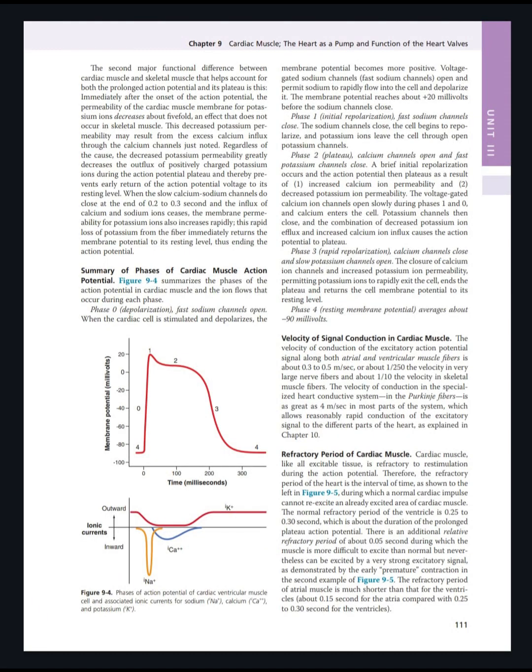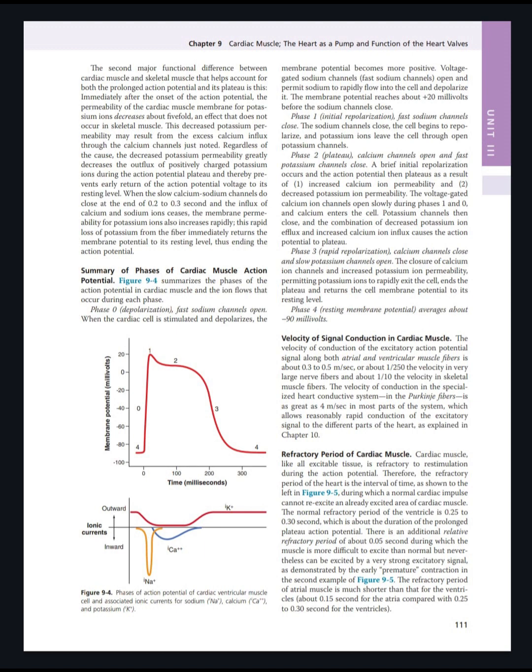The second major functional difference between cardiac muscle and skeletal muscle that helps account for both the prolonged action potential and its plateau is that immediately after the onset of the action potential, the permeability of the cardiac muscle membrane for potassium ions decreases about 5-fold, an effect that does not occur in skeletal muscle. This decreased potassium permeability may result from the excess calcium influx through the calcium channels. Regardless of the cause, the decreased potassium permeability greatly decreases the outflux of positively charged potassium ions during the action potential plateau and thereby prevents early return of the action potential voltage to its resting level.